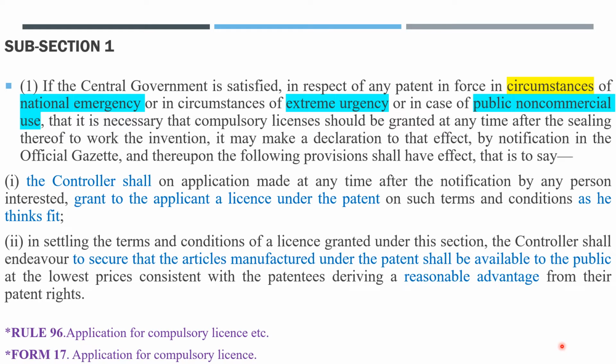As below, I have mentioned rule number 96. The title is application for compulsory license, etc. I can tell you a very interesting fact here. Any interested person may file an application for the grant of a compulsory license at any time after the notification in the official gazette in Form 17, along with the required fee, on such terms and conditions as he thinks fit.